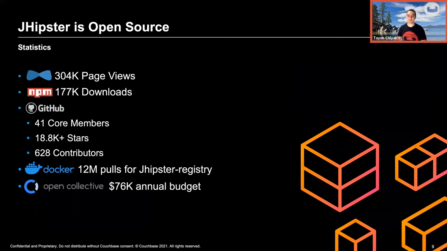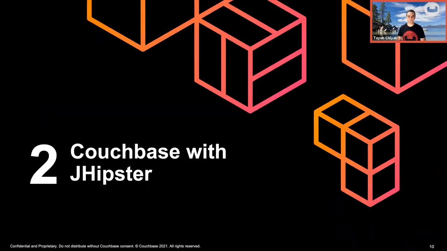JHipster has become an extremely popular open source project with more than 300K page views, 177K downloads in NPM. On GitHub, you have 41 core members, more than 18,000 stars, and more than 600 contributors. For Docker, you have 12 million pulls for JHipster registry, and you have a 76K annual budget in Open Collective. Don't hesitate to contribute to JHipster. There are a lot of bug bounties paid using Open Collective budgets.